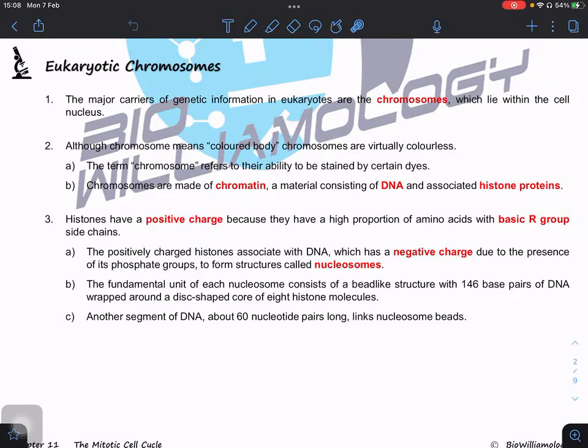So what's histone protein? Histone proteins are positively charged, because we know that DNA is negatively charged, correct? Because the DNA is negatively charged due to the phosphate group, it can associate with the positively charged histone to form a nucleosome. The fundamental unit, the nucleosome, consists of a bead-like structure with 146 base pairs of DNA wrapped around a disc-shaped core of 8 histone molecules. Another segment of DNA, about 60 nucleotide pairs, is what we call the linker DNA.